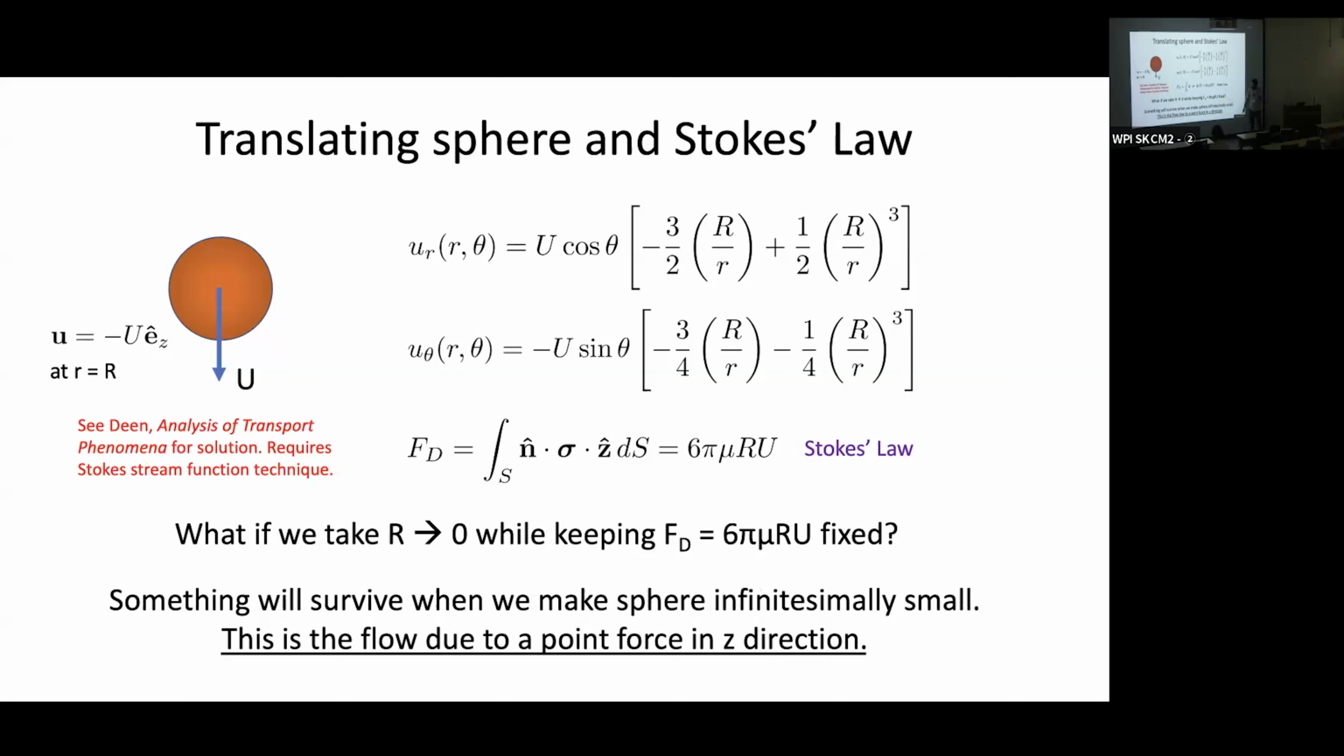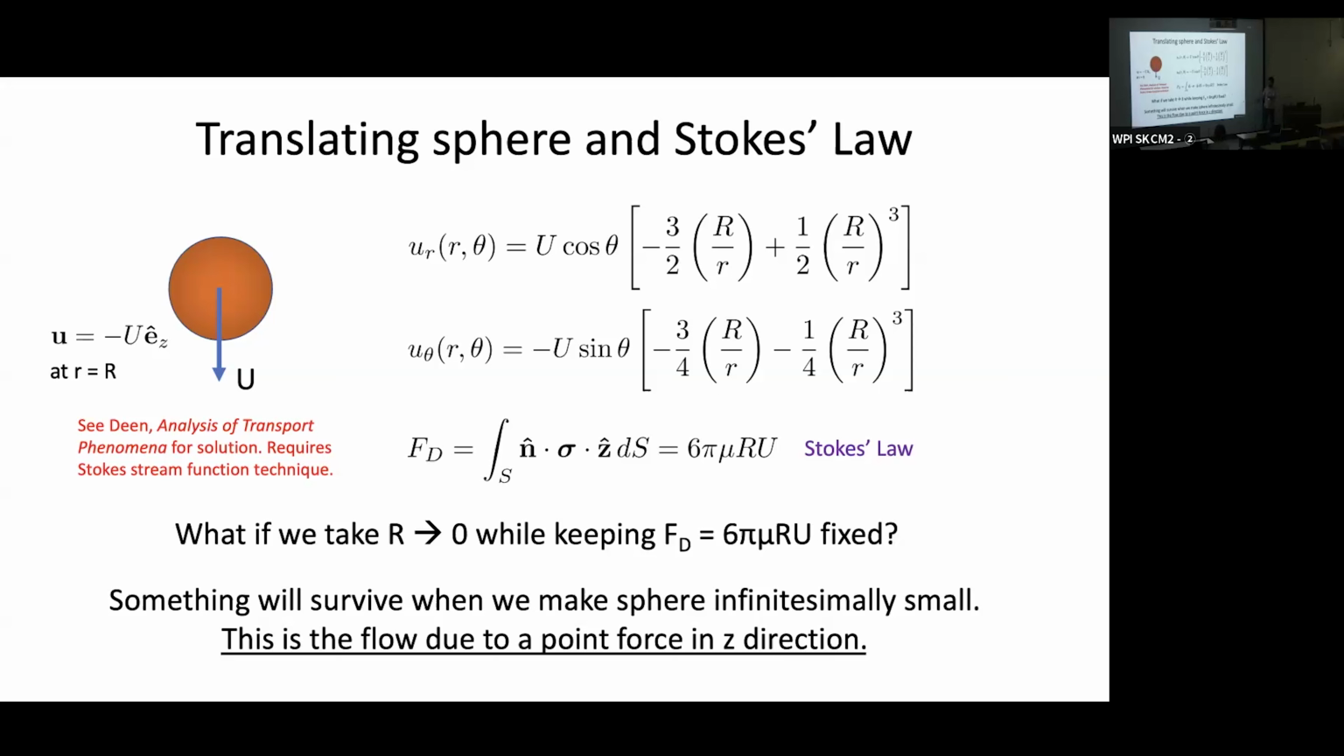And some magic happens, because here I'll get F_D over 6 pi mu r. Over here I have one factor of big R. Those will cancel out. So as I take big R goes to 0, shrinking the sphere to a point, this term will survive, and this term will survive. These terms will go away because they're due to the finite size of the sphere, representing again that the sphere must push fluid mass out of the way and suck it back into the trailing edge as it moves. But as big R goes to 0, you can have these survive, and that gives you the solution for a point force in the z direction.